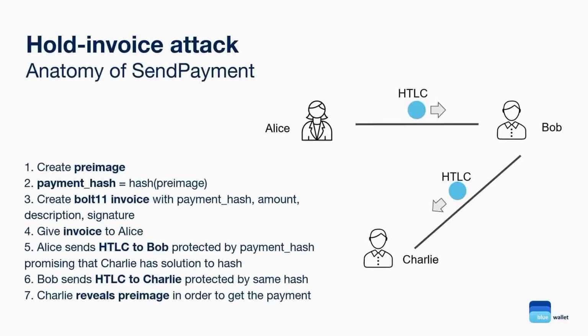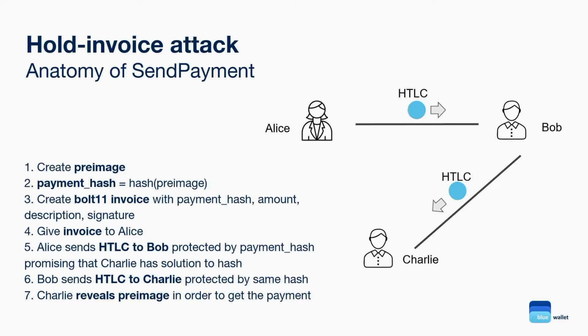First attack, I like to call it the hold invoice attack. To better understand it, let's refresh our memory on how sending a payment works in the Lightning Network. So imagine Charlie wants to get paid by Alice. What he does, he creates a pre-image, he hashes it, and this hash is a puzzle. He adds metadata like expiry time, text description, the amount, routing hints. He signs this, and he gives it to Alice.